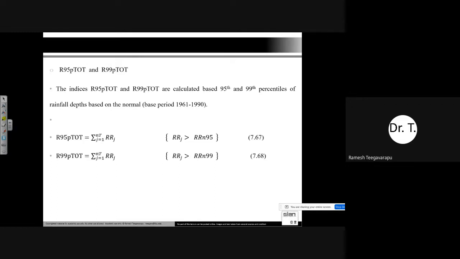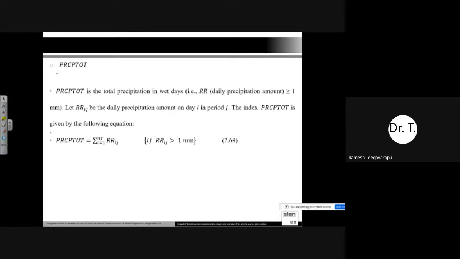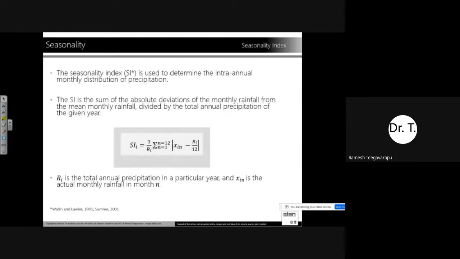And you can use any specific base period if you are working on it. So, for example, right now, the base period is from 1991 to 2020. We call it the climate normal, the 30 years. So you can use that information to calculate your values. These are taken from the book, so you can see the chapter number and the equation number, one of my books.